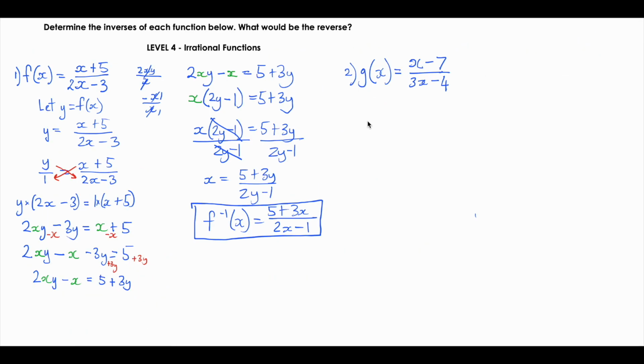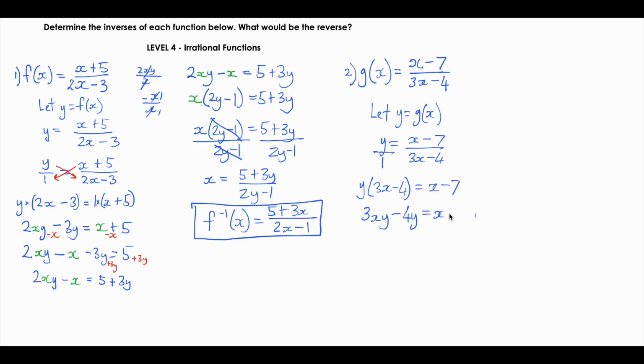So we say let y equal g(x). Then y is equal to (x minus 7) over (3x minus 4). We put this y over 1 and cross multiply, so we have y times (3x minus 4) equal to 1 times (x minus 7), which is just x minus 7. Anything times 1 is itself. So we multiply this out: y times 3x is 3xy, and then minus 4y, which is equal to x minus 7.